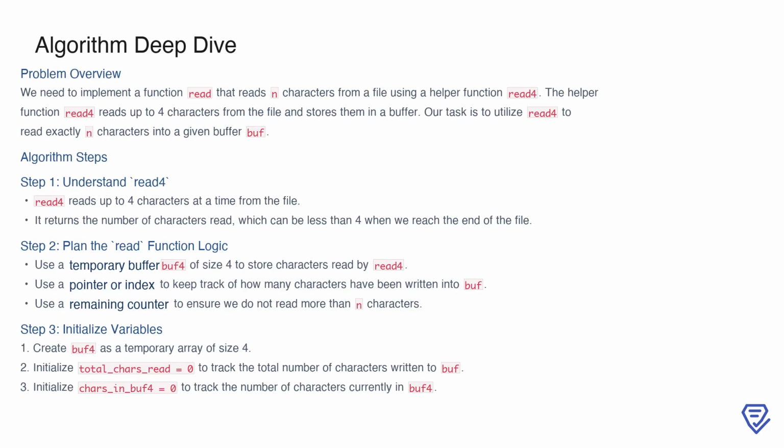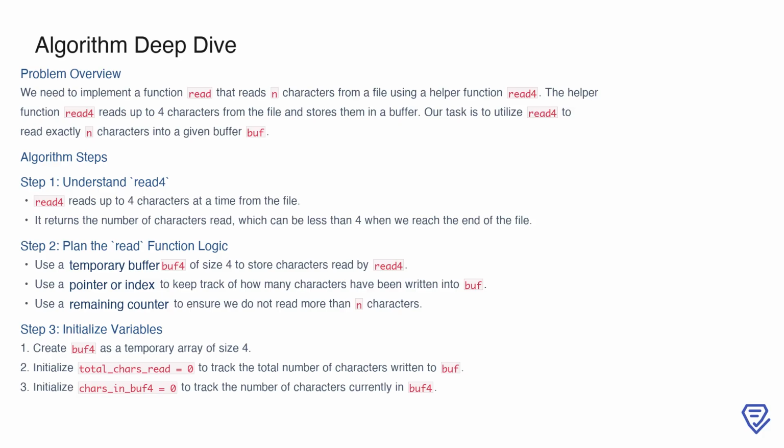To tackle this problem, we need to implement a function read that reads up to n characters from a file, leveraging the helper function read4. The helper function read4 reads up to 4 characters from the file and stores them in a temporary buffer. If there are fewer than 4 characters left in the file, it will simply return the remaining characters. Our task is to use this functionality to accurately read exactly n characters into a given buffer, buff.